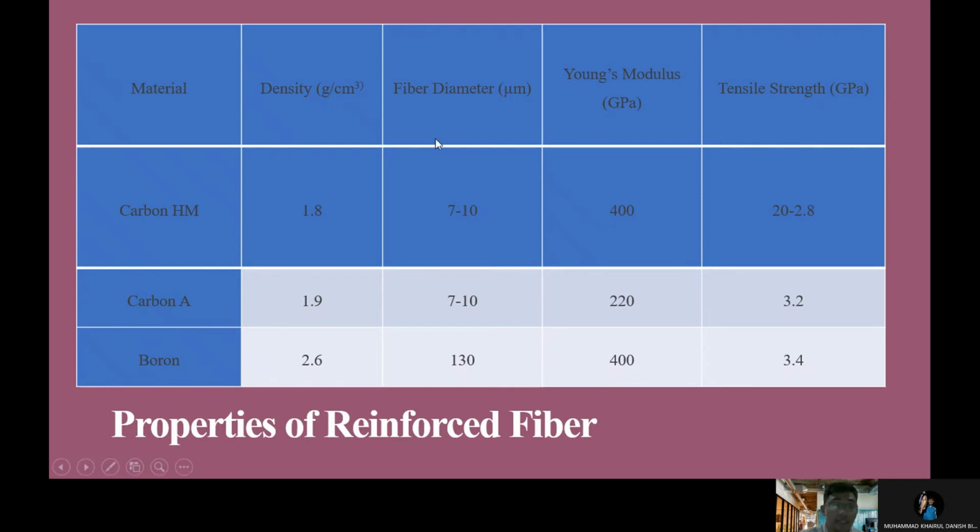And as you can see here, there are three types of fiber, which are carbon HM, carbon A, and boron. And we will go to the first, density. Carbon HM has a 1.8 density, while carbon A has a 1.9, and boron has a 2.6 density.